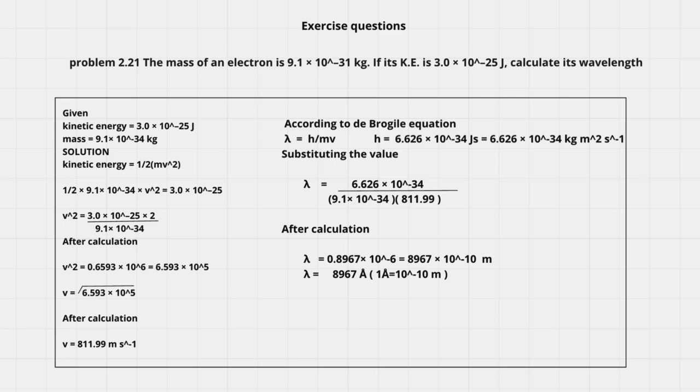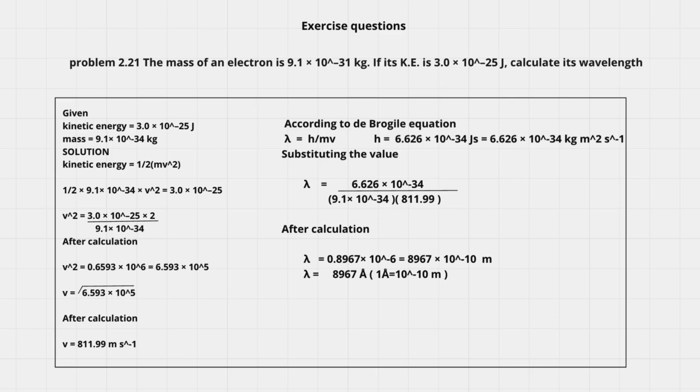Given. Kinetic energy equals 3.0 × 10^-25 joules. Mass equals 9.1 × 10^-31 kg. Solution. Kinetic energy equals half mass into velocity square. So, velocity square will be equal to twice the kinetic energy divided by mass.